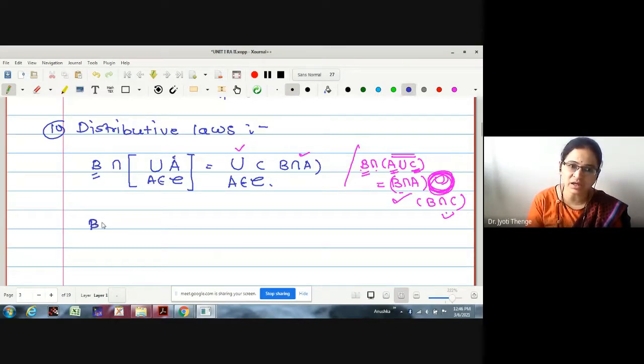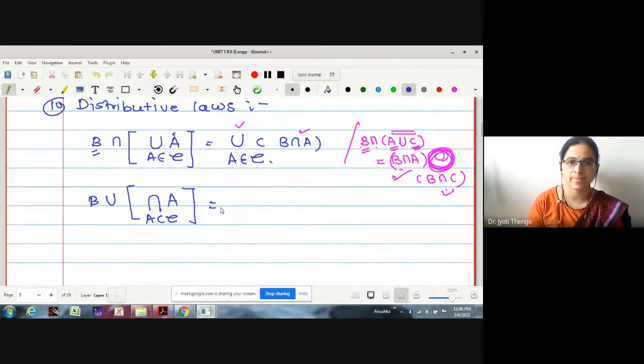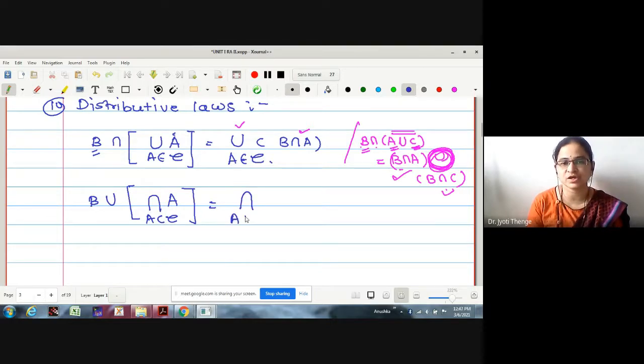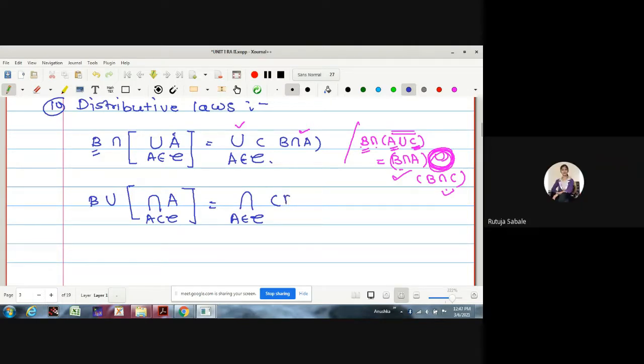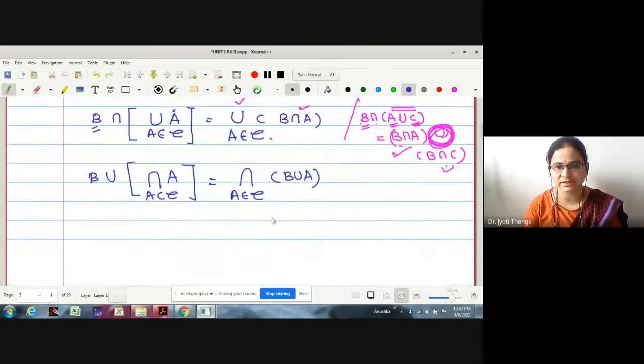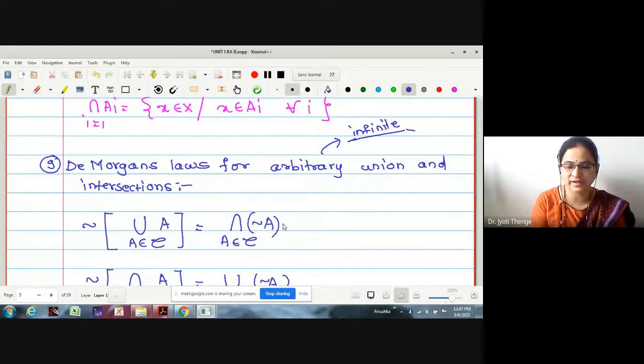Similarly, how can I write B union intersection A, A is in curly C? Yes? Now you have to tell me. How can I write this? Intersection, A is in C, of what? B union A. This is B union A. Okay. Is the point clear up to this? Yes, ma'am. Okay. Now we will go to the next point.